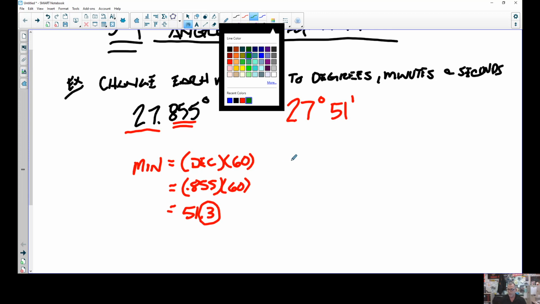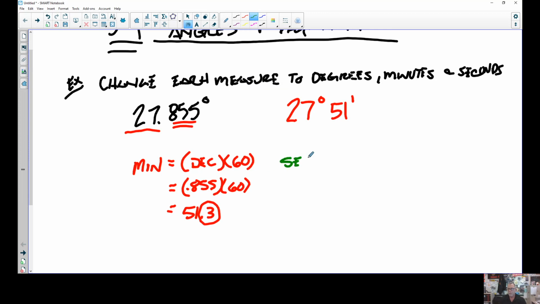A fraction of a minute is a second. So we get seconds by doing this, by saying we had 0.3 minutes. So we take our decimal of minutes, and maybe I should mention that this is decimal of degrees, right? This is decimal of minutes. We take that decimal and multiply it by 60, and that'll tell us how many seconds. So I do 0.3 times 60, and you end up with 18, right? So you end up with 18 here.